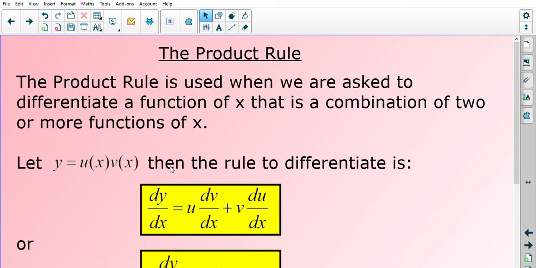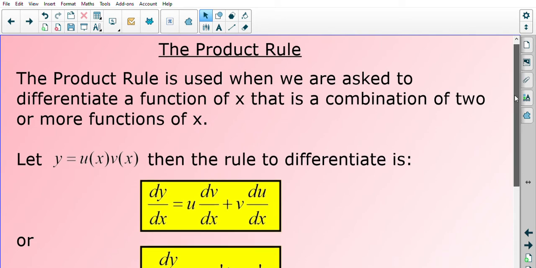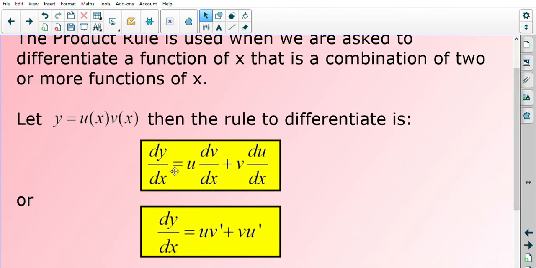Well, the rule for differentiating this, the product rule, to differentiate y, it'd be dy by dx. Okay, and what we do to differentiate this, it would be our function u multiplied by the function v differentiated, okay, plus the function v multiplied by the function u differentiated. Okay, so we get u dv by dx plus v du by dx. Okay, so it's very important, that's a rule you're going to have to remember.